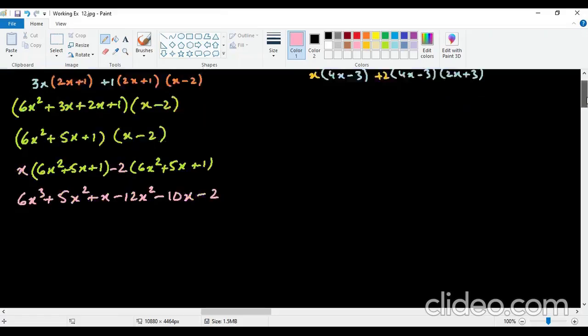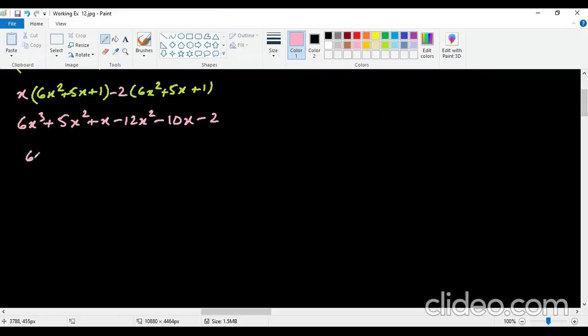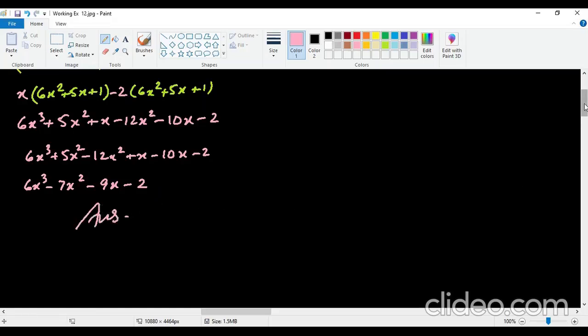Further simplification is going to give us 6x cube plus, bringing like terms together, 5x square minus 12x square plus x minus 10x and minus 2. So we are keeping like terms together. 6x cube, and 5x square minus 12x square is going to give you negative 7x square, and minus 9x minus 2. This is going to be your final answer for this question.